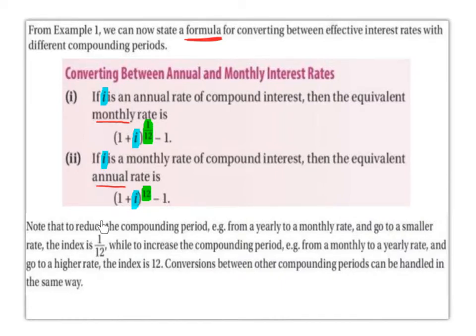Note that to reduce the compounding period, for example from yearly to monthly, and go to a smaller rate, the index is a 12th. While to increase the compounding period, for example from monthly to yearly, and go to a higher rate, the index is 12. Conversions between other compounding periods can be handled in the same way. So for example, if you were looking for weekly, it would be 1 over 52 and 52. If you were looking for daily, it would be 1 over 365 and 365 and so on.